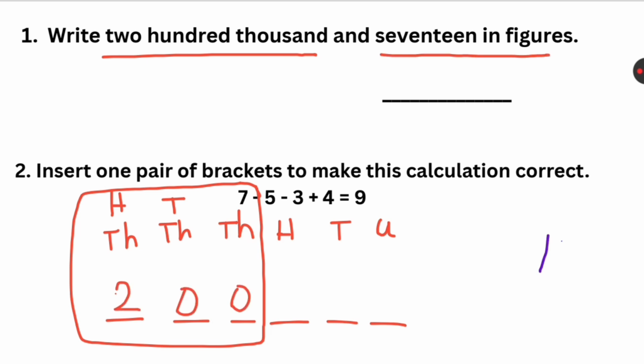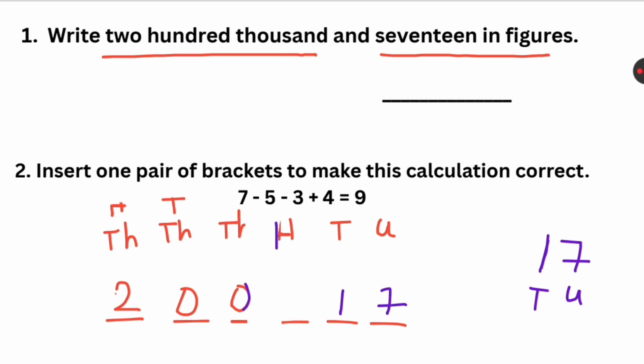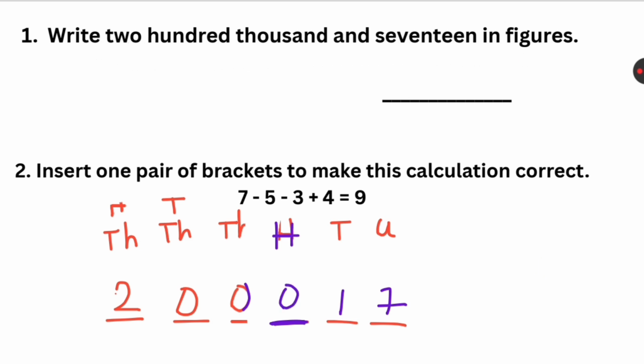17 is nothing but 17, isn't it? So 7 is in the units place and 1 is in the tens place. Under the tens place we write the 1, and under the units place we write the 7. And what is left here? We left the hundreds place, so the empty space you have to fill with 0. Write 200,000 and 17 in figures means you have to write 2, 3 zeros, 1, 7.